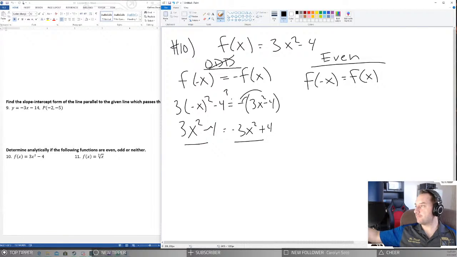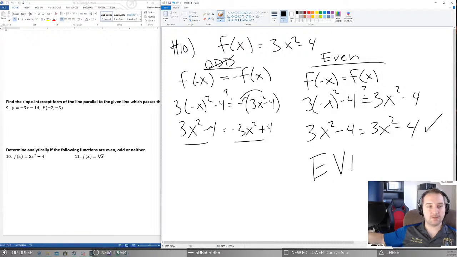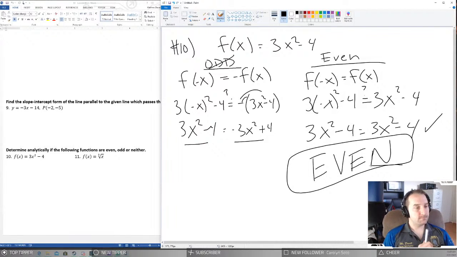Now let's see if it's even. So f of negative x, you get 3, plug in that negative. Does that equal my original function? Well, negative x squared is just x squared. And those are the same. So therefore, it's even. And for number 11, you guys can give that a shot, but you should get that it's odd.